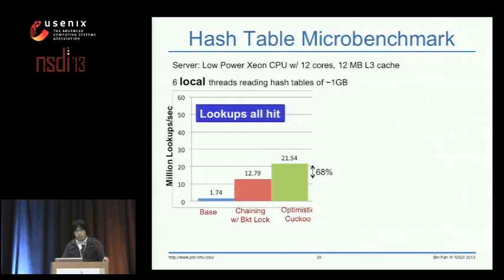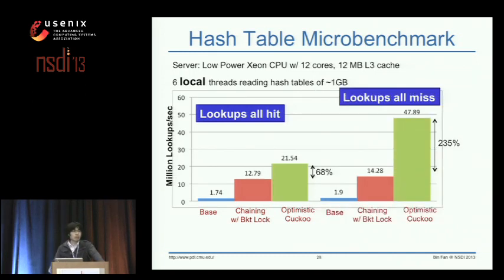As you can see, because of the global lock, 6 threads get a very low performance with the base hash table. It's only 1.74 million queries per second. And by removing the global lock but using fine-grained locking, it gets to 12.79 million queries per second, which is much better. But compared to our scheme, we are still 68% higher than the chaining with fine-grained locking. And this is the case for lookup on hit.